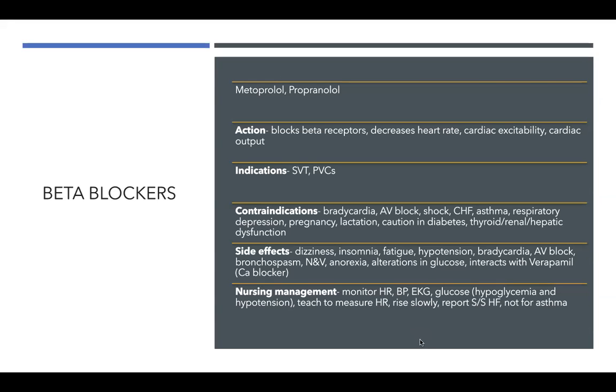So some management things that you want to look for are monitoring that heart rate and blood pressure. You're also going to monitor an EKG and glucose for hypoglycemia. And then you're monitoring for hypotension because beta blockers can also be used to decrease blood pressure. You're going to teach your patient to measure their heart rate and then to rise slowly when they are in a sitting position or even from a lying to a sitting position. That's where you're going to see the hypotension occur.